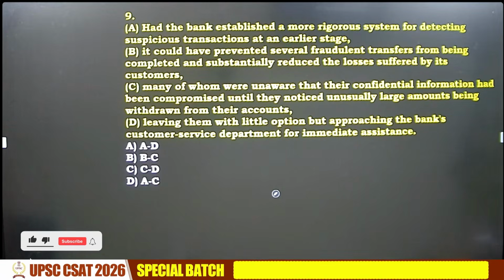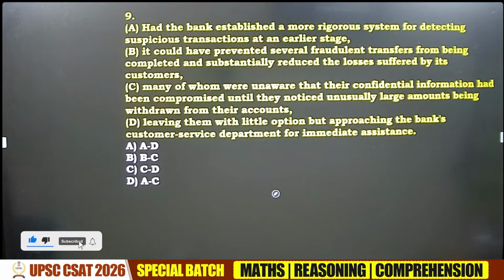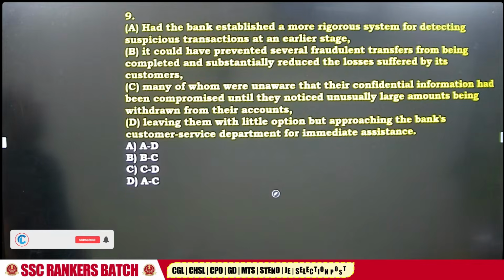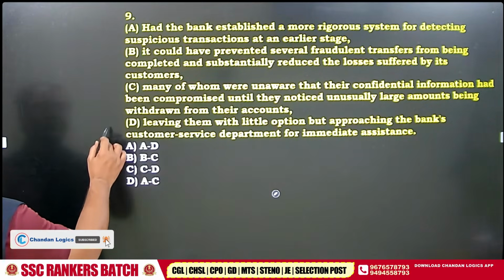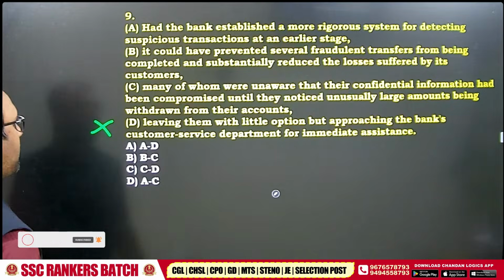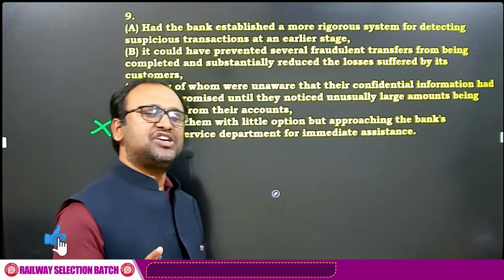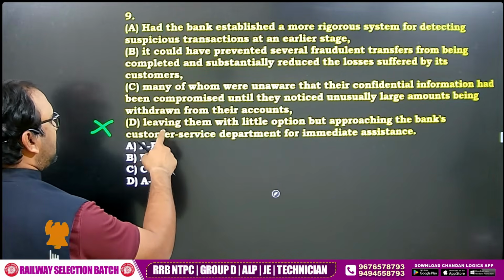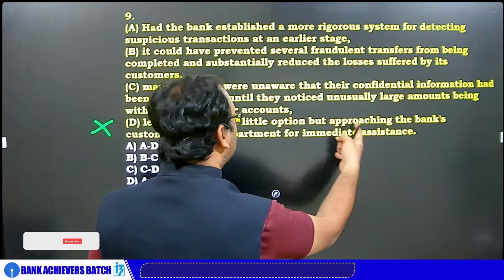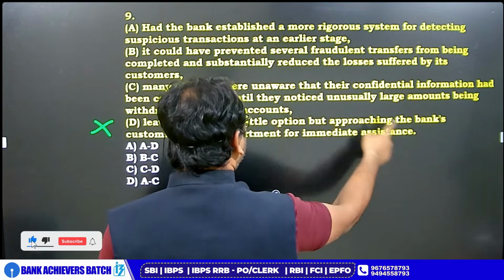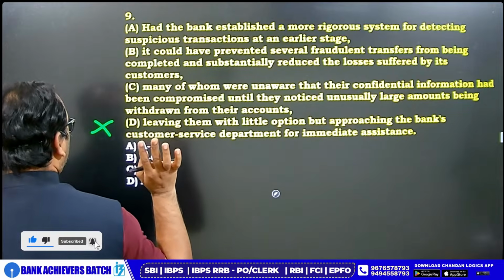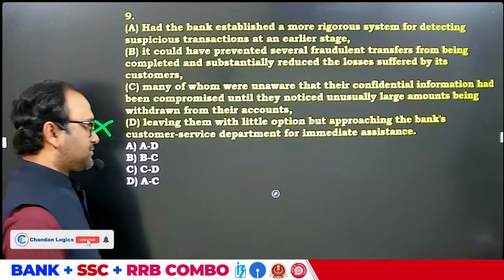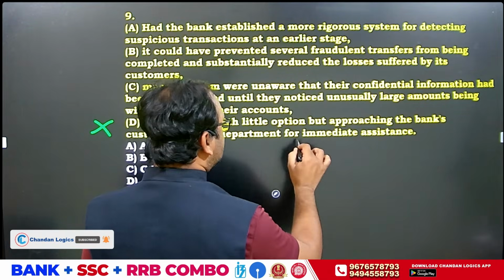Anybody answer? Very nice. D part has a serious problem. Not exactly approaching is a problem, because after comma, leaving is there. Leaving is ing form. So here also ing should come, which is like parallelism. So approaching is not a problem. The problem is for immediate assistance.